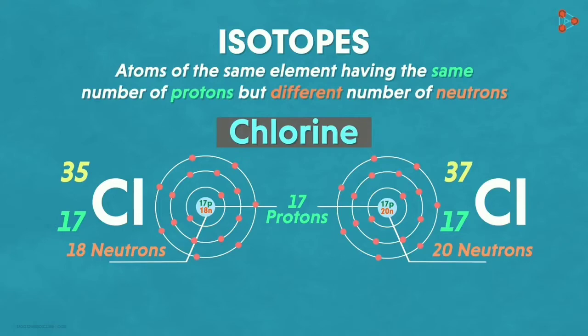Just as we saw in the case of chlorine, all the atoms have 17 protons, but a few of them have 18 neutrons while some others have 20. So these are the isotopic forms of chlorine. Similarly, several elements have isotopic forms.